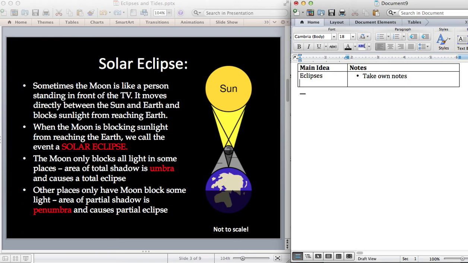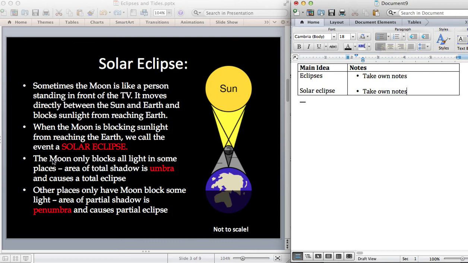A good analogy for a solar eclipse is if your little brother or sister or dog or mother or father or whoever is standing in front of the TV. That person is blocking you from seeing the stuff on the TV, and the moon has become like that person. They're standing directly in front of the TV, they move between the sun and the Earth, and they've blocked sunlight from reaching the Earth. When the moon is blocking this sunlight, we call it a solar eclipse, so make sure you define that over here. Again, you are taking your own notes on the eclipses section.